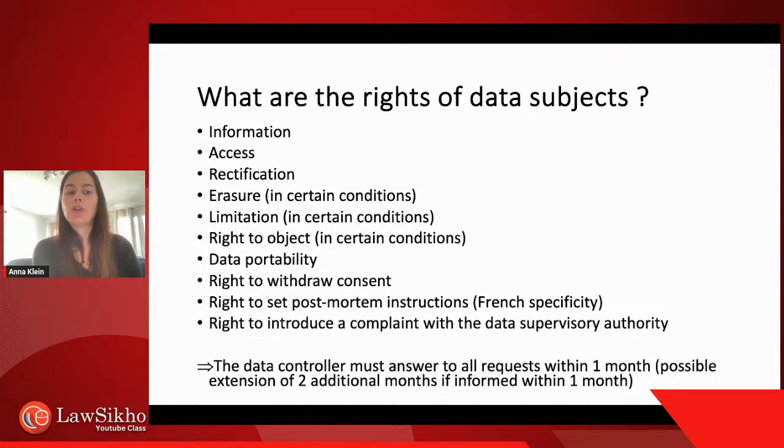And of course, you also have the right to introduce a complaint with a data supervisory authority. And there's a strict timeline to answer all those requests. It's usually 1 month. But if the request takes a long time, for instance, to gather all the information you have about one data subject, you can answer within 1 month and say, I'm going to need an extra 2 months. So in total, you can have 3 months, but you still have to answer within 1 month and say that you need this extra time period.